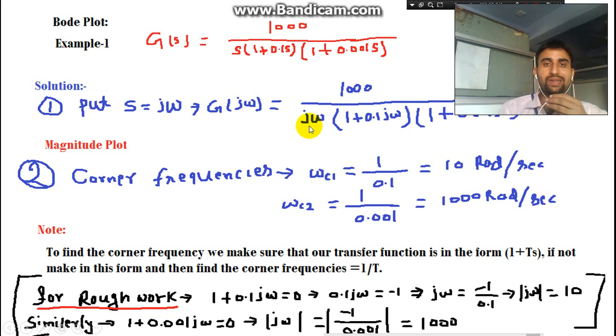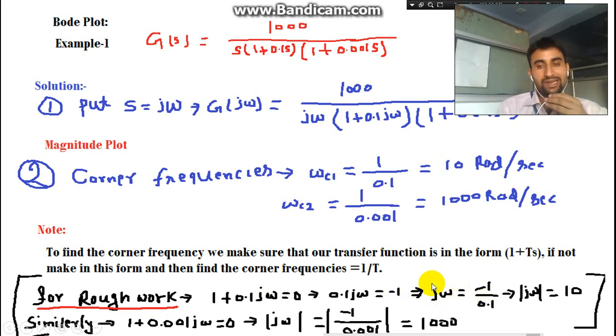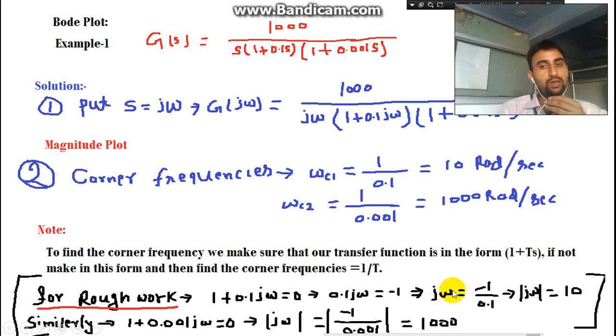For example, if you take j omega equal to 0, omega will be 0, so there is no corner frequency. If you take the first part, 1 plus 0.1 j omega equal to 0, then 0.1 j omega will be equal to minus 1, and j omega is equal to minus 1 divided by 0.1. By taking the modulus, because we need one value of omega, j omega becomes omega, and the value of omega is equal to 10.